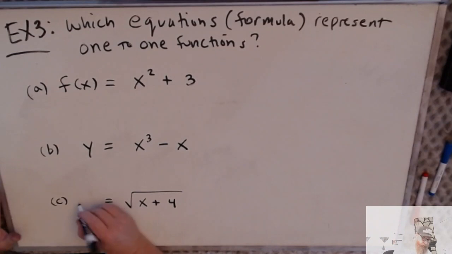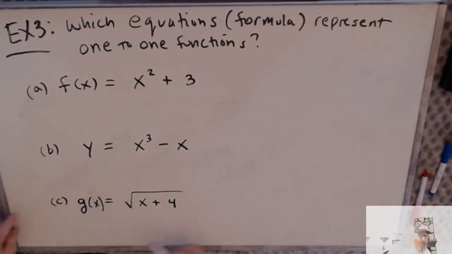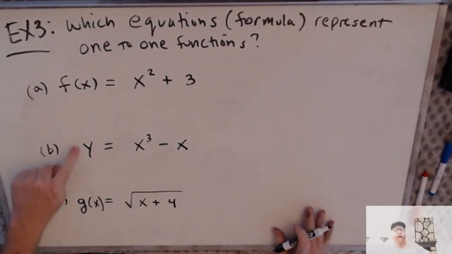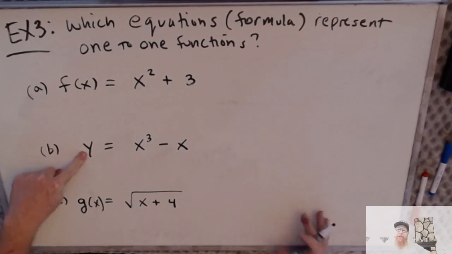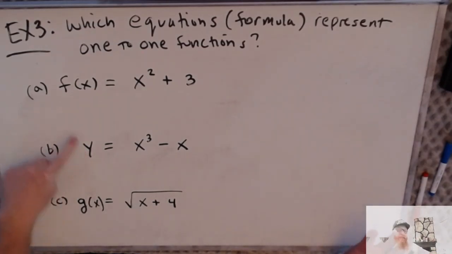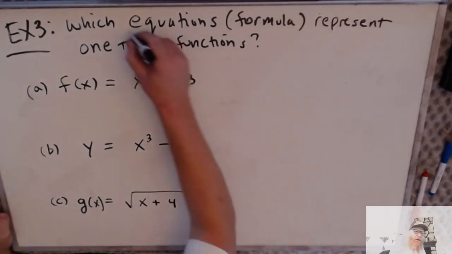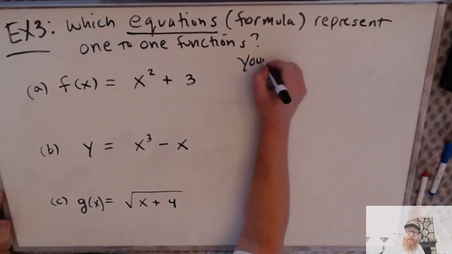Maybe I'll call this one G. I want them all to be slightly different names. So this one's called F. This one doesn't have a specific name. It's just called Y. All of these are Y equals if you want to rewrite them. And this one's called G. So when you have an equation, it's your choice.